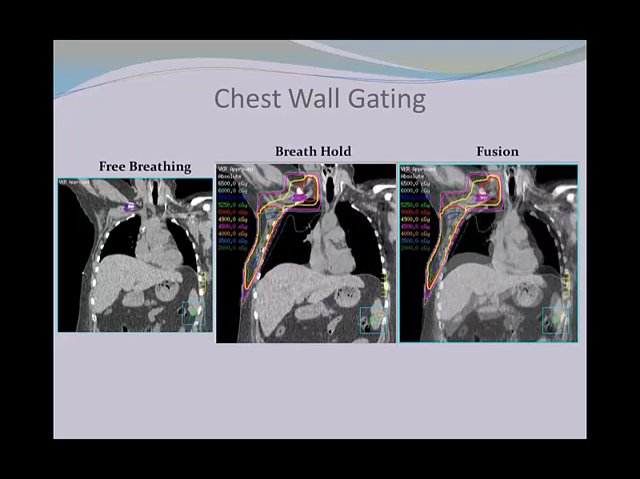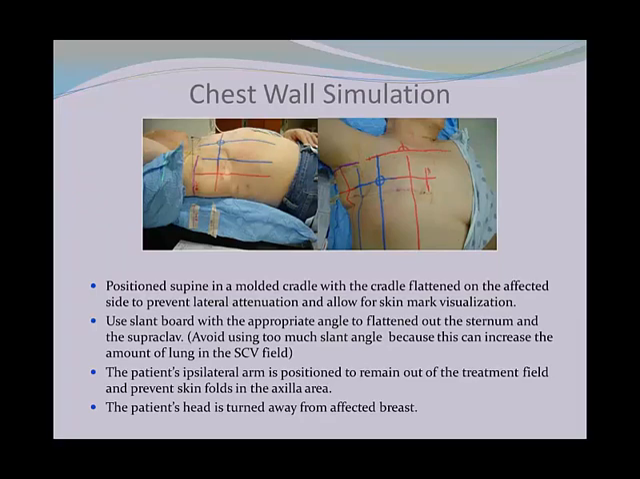But before I go on to other chest wall cases, I just want to briefly go through how we set up a chest wall here at MD Anderson. We get the patient simulated, and we position the patient supine in a molded cradle, with the cradle flattened out on the affected side to prevent lateral attenuation and allow for skin marking. Then we use a slant board with the appropriate angle to help flatten out the sternum and the supraclav area.